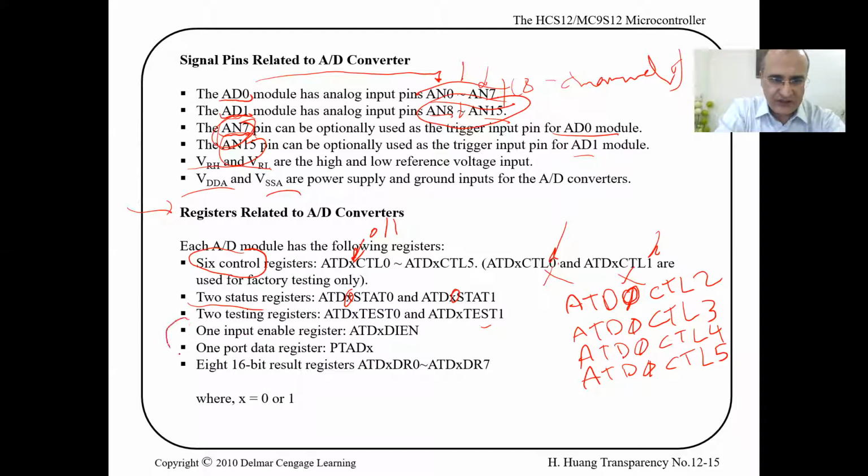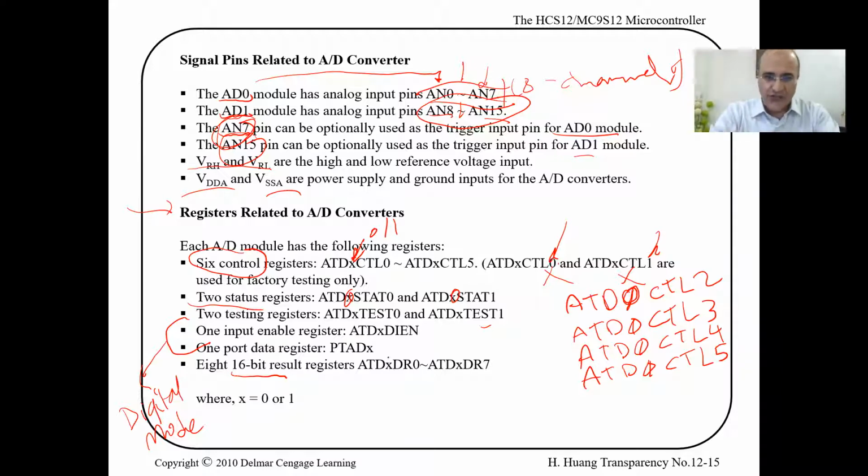Then we have these registers that we use when we want to configure the analog digital converter in the digital mode. Then after you convert an analog value connected to a pin into a digital number, you need a result register, a data register to hold the result, the 8-bit or the 10-bit. So each A to D has 8 registers, 16-bit. Why 16-bit? Because there is a probability that you would need to do 10-bit conversion, so you need more than 8.